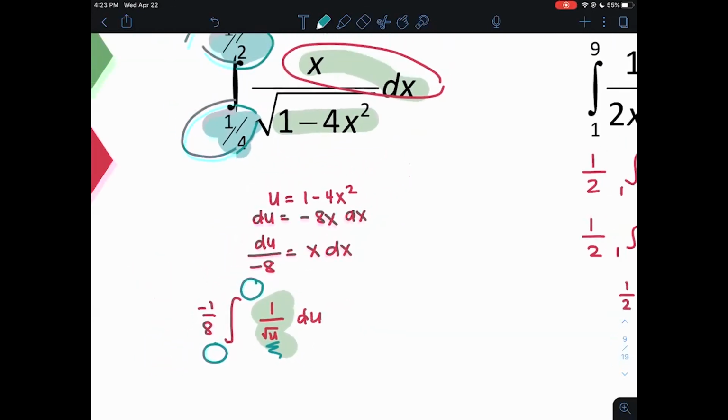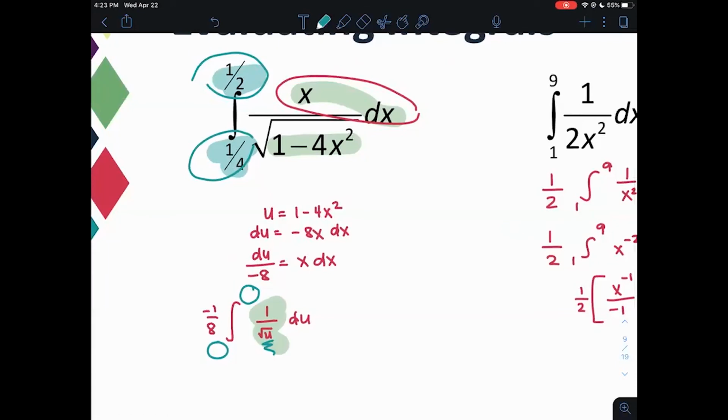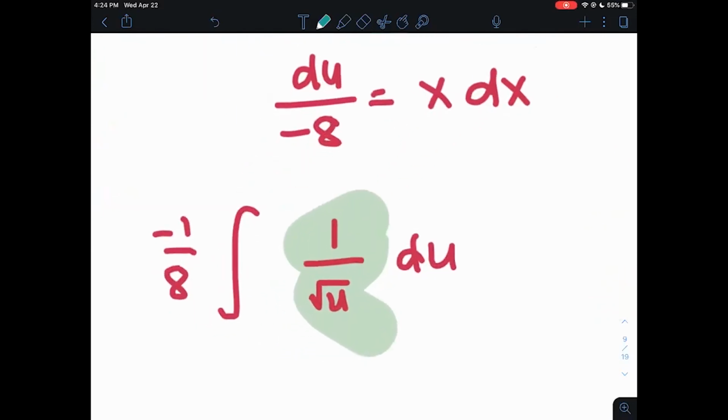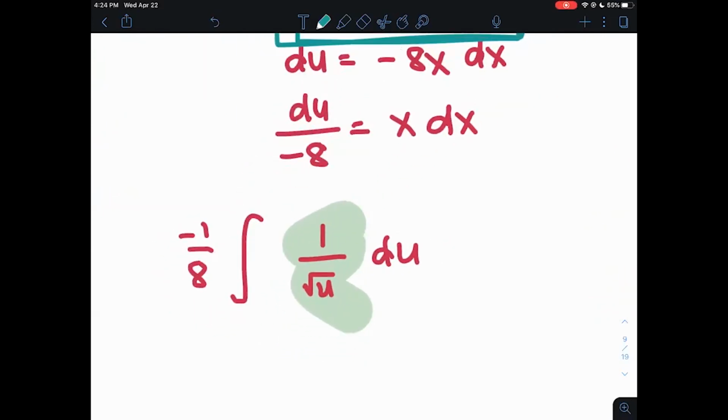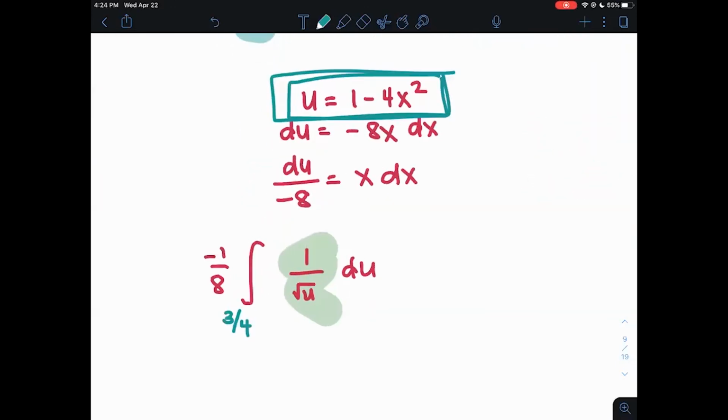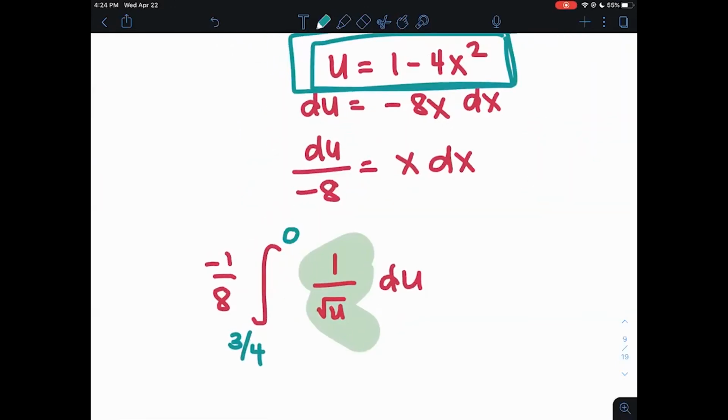So we have to look at our u substitution and say, if x is 1/4, use this equation, figure out what u would be. If x is 1/2, use this equation, figure out what u would be, and those become your limits of integration. In this particular case, when x is 1/4, u is 3/4, and when x is, what was our top x? 1/2, u is 0. So we end up with this.